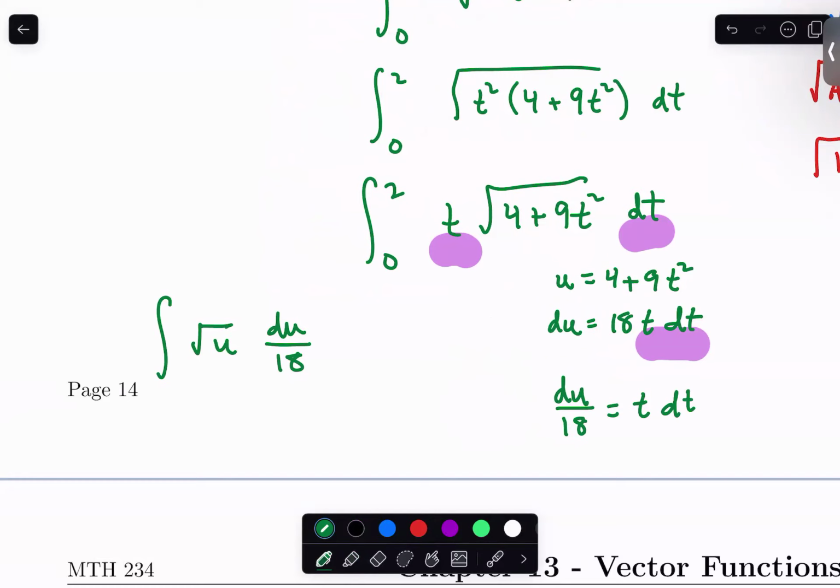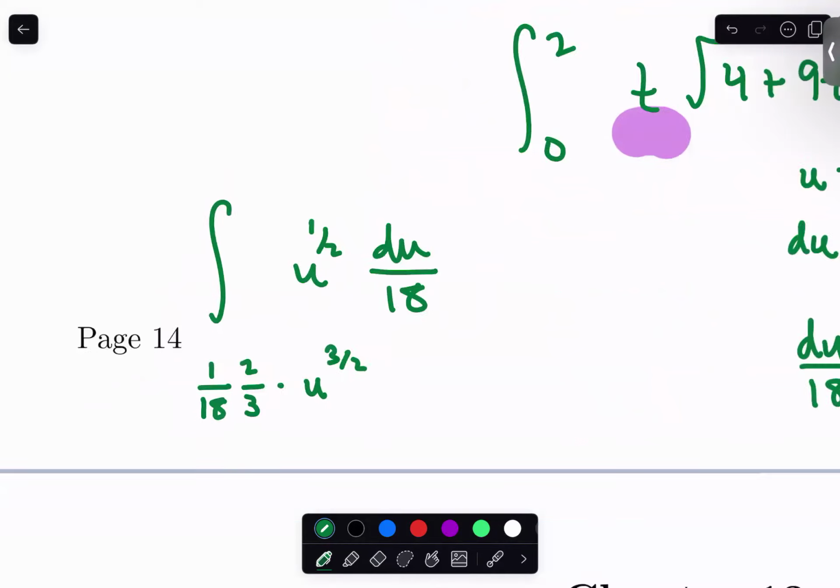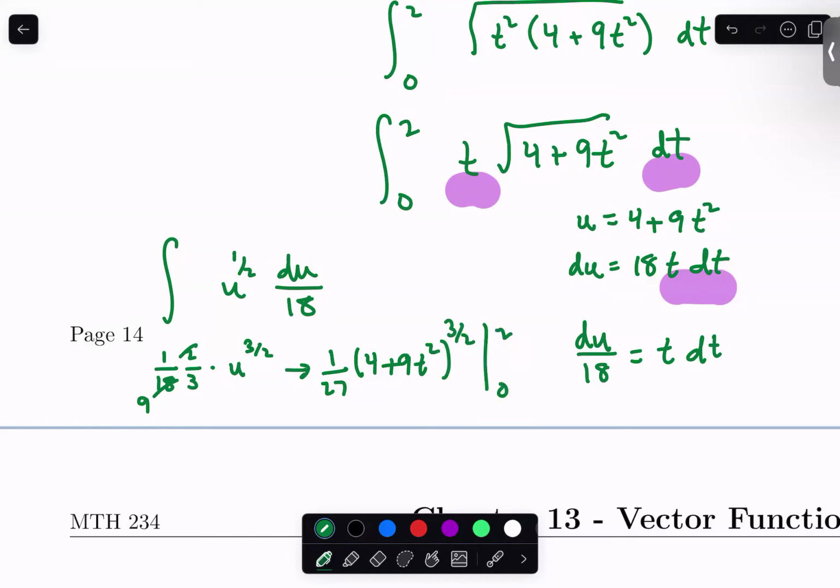Now I can integrate, right? The square root is the same thing as being raised to the 1/2 power. So when I integrate this, I just have to use the power rule here. So I'm going to raise my power up by 1, and then I'm going to multiply by the reciprocal of that new power. And I guess I have this 1/18 that's along for the ride there. Now that I've integrated, I can go ahead and plug back in my t's instead of u's. So this is 2 and the 18 will cancel a little bit. So I have 1/27th times 4 plus 9t squared, raised now to the 3/2 power. And I need to evaluate that from 0 to 2.